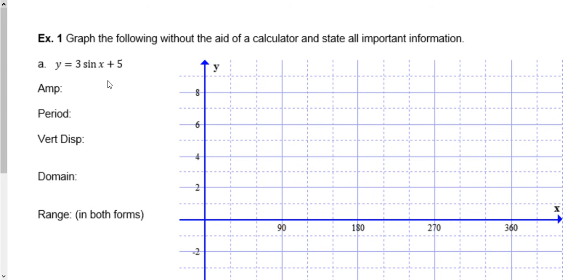In example number 1, we have the graph of the following. It says graph the following without the aid of a calculator and state all important information. Well, usually if it says don't graph it with a calculator, we're going to try graphing it with the calculator just to get an idea of what it looks like, and then we'll try our best to sketch everything else on as well.